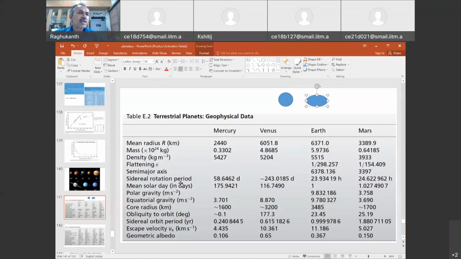Okay, that is what they say. Then what are the solar days? In a day, Earth is 1, so it is compared with Earth. These are the solar days.